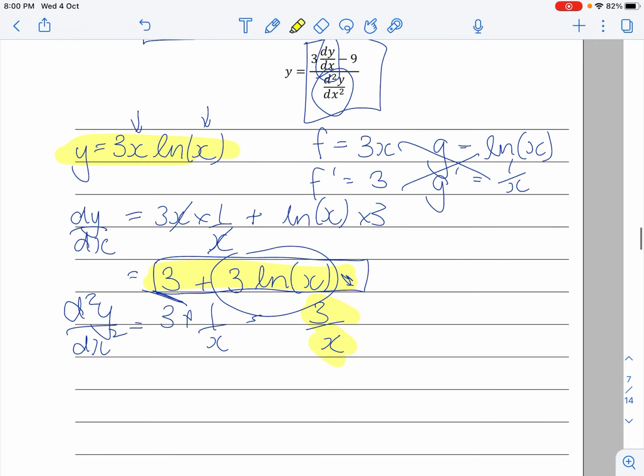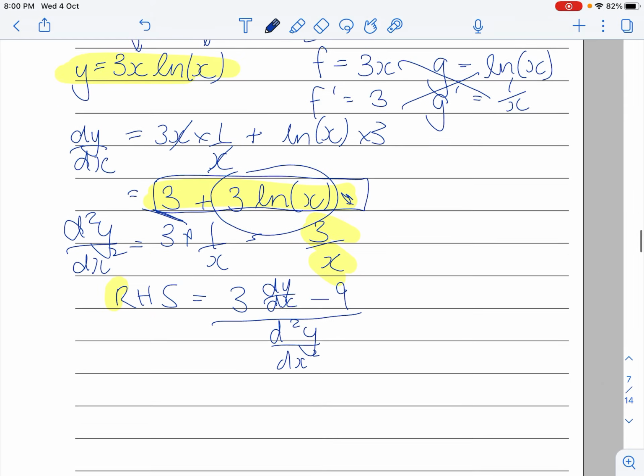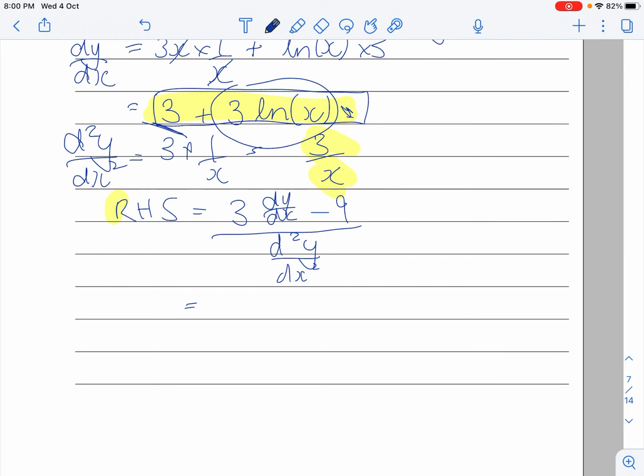So we choose the more complicated side. Oops, let's change the pen. Right hand side: 3 times dy by dx minus 9 over d squared y over dx squared, and just substitute things in now. So we've got 3 dy by dx, which is that highlighted bit at the top there, minus 9 over d squared y over dx squared, which is the second derivative, which is 3 over x.